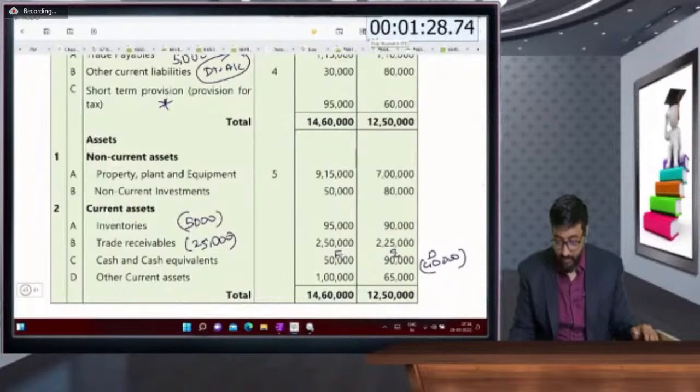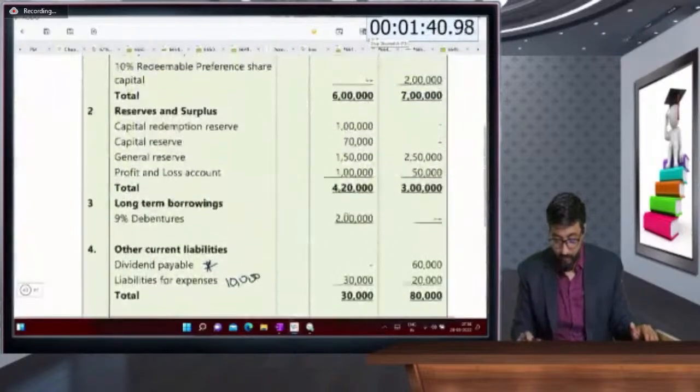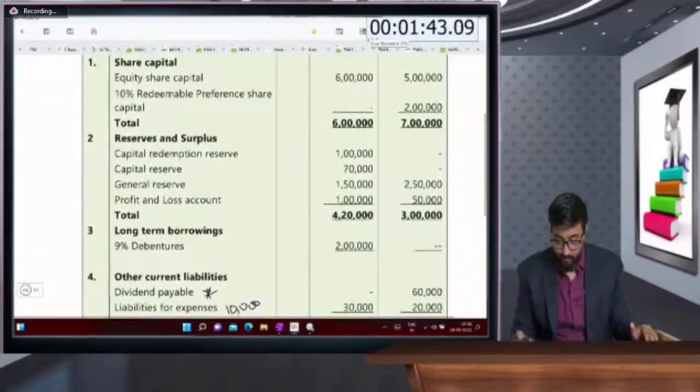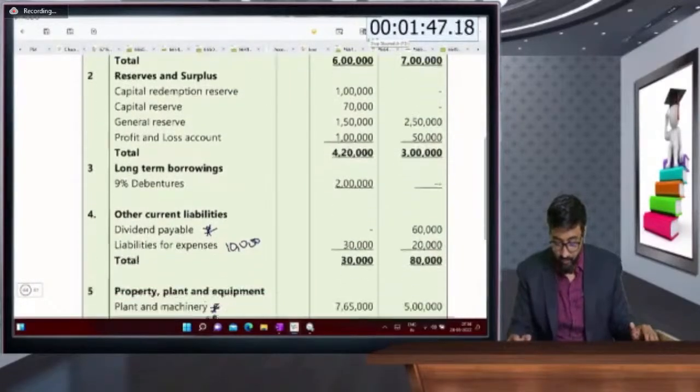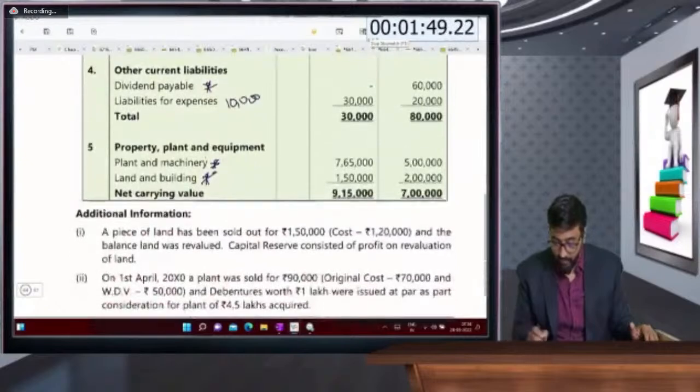No, beta Vikas. Working notes is a part of answer, so don't make it in rough. 35,000 increase, so outflow. Equity share capital 5 to 10, 5 to 6, redeemable preference, okay. Debentures also there. So one by one adjustment.